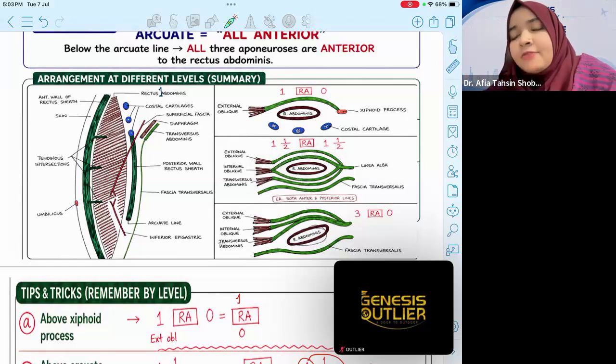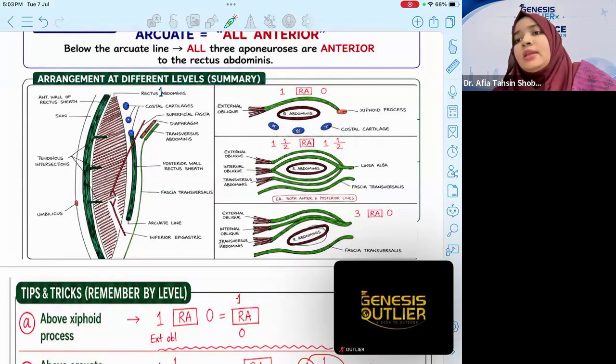So in case of above the arcuate line level, you will get external oblique muscle aponeurosis completely. You will get half of internal oblique muscle aponeurosis anteriorly and half of internal oblique posteriorly. And posteriorly, you will get another muscle aponeurosis, the transverse abdominis. So this is 1.5, rectus abdominis 1.5. Okay, it is above the arcuate line.